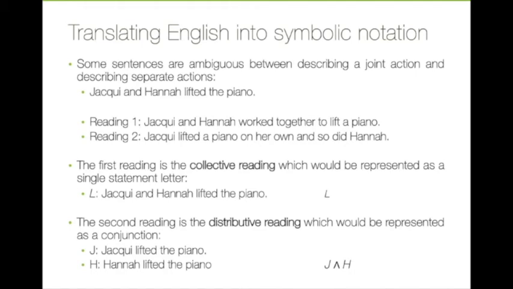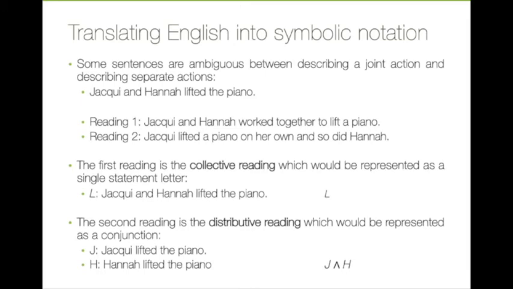The first reading is one where Jackie and Hannah worked together to lift a piano. So you can imagine they're moving, each one grabs a side. But there is another reading. It's where Jackie lifted a piano on her own and Hannah lifted a piano on her own. So they're both very strong. That first reading is called a collective reading. And it's the one that can't be represented with conjunction.